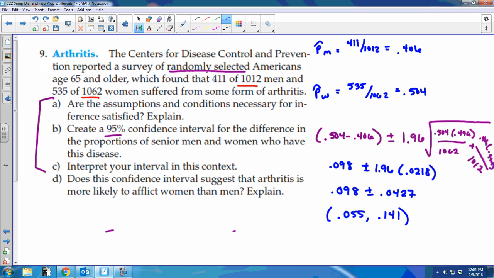All right, so we have found the interval. Questions on how to do the math? Follows the same pattern, right? All right, so then C says interpret your interval in this context.